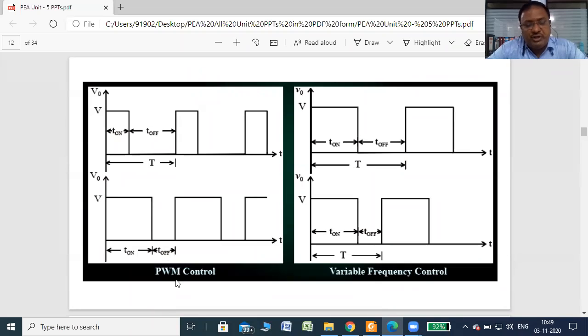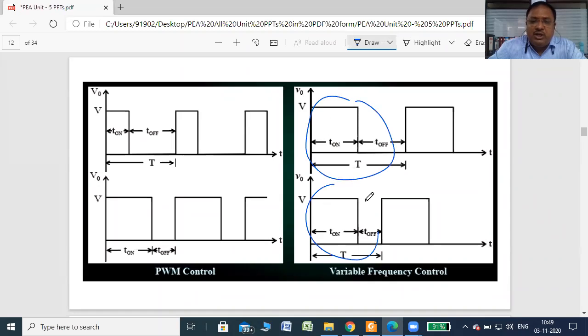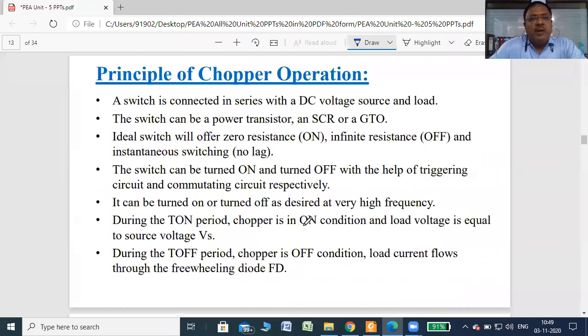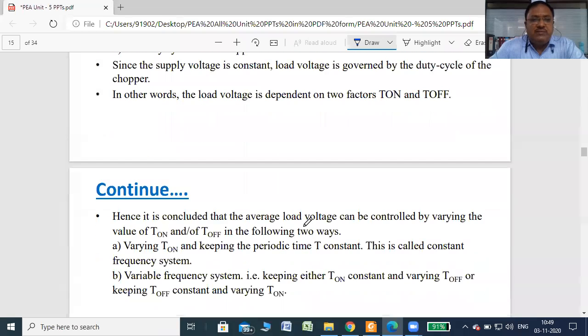So that is called pulse width modulation control, in which T on is changing, but the total T remains constant. And the second one is called variable frequency control, in which either T on or T off must be constant, but the frequency is changing. In the figure, T on is constant for both waveforms, but you can check the time T is different, so the frequency is different.